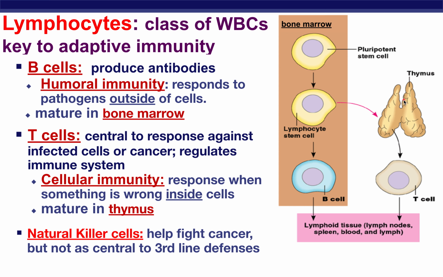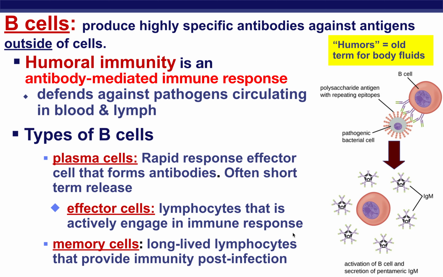And last but not least, the last group of lymphocytes we have are natural killer cells, which help fight cancer, but they're not really critical to specific immunity like we're going to be talking about. So we're not going to really talk about them too much after this point. We're going to really focus on B cells and T cells. Today, we're going to really focus on B cells, though, because those are core to humoral immunity.